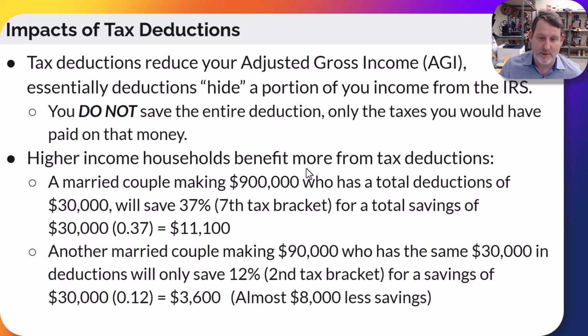Now, a similar couple only making $90,000, that's pretty good money, who has the same $30,000 in deductions, they're only going to save 12% because they're in the 2nd tax bracket, not the 7th tax bracket. So their savings is only $3,600. So the same deduction for these two households is going to be $7,500 less savings for the lower income household as opposed to the higher income household. So this is one of those times when it feels kind of backwards, like the people you want to help the most are getting the least help, although deductions are good for everyone.